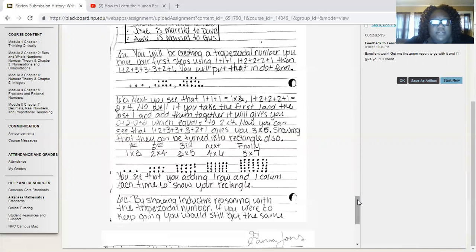So 1 times 3, you have my 3 dots here. 2 times 4, up 2 and 4 over. 3 times 5, 3 up, 5 over, or you could have done 5 up and 3 over. Also 4 times 6, up 4 over 6, and 5 times 7, up 5 and over 7. You can see that we are adding one row and one column each time to show you your rectangle. Our first number is 1, second number 2, third number 3, next 4, and final 5. And then our second number, we have 3, 4, 5, 6, and 7. So each one is going up and up and up.